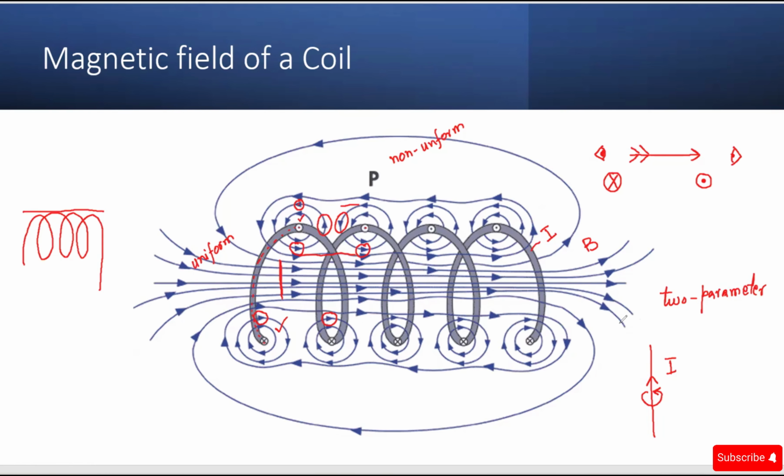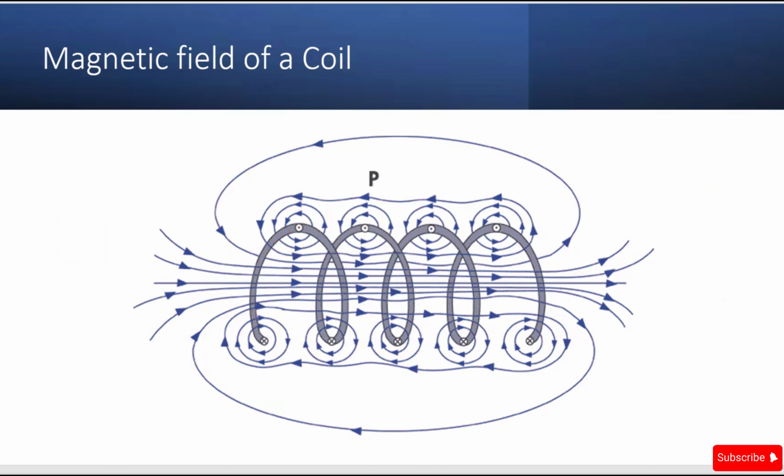And another important point is that between the wires, the magnetic field is cancelling, and outside it is non-uniform and weaker. Inside it is uniform and stronger. So mainly the field of a coil is inside the coil. This is our understanding of the field of the coil.